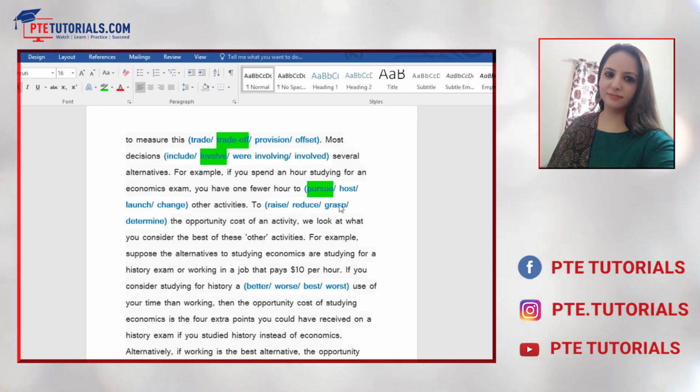To raise the opportunity cost, to grasp. You cannot grasp the opportunity cost. It's nothing like that, through which you can just go and grasp it. Put a cross. To raise the opportunity cost or to determine the opportunity cost. Now I'm confused again. Which word do I have to find here? Okay, now see, wait a sec.